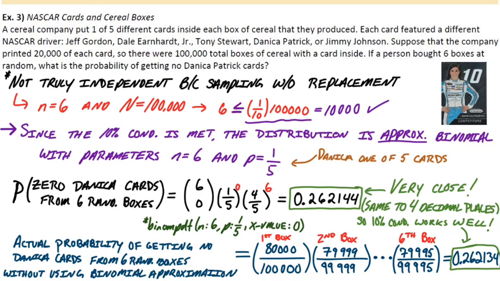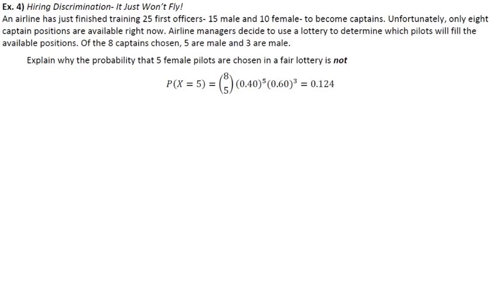So example 4 goes back to a hiring discrimination simulation that we ran first semester. It says, an airline has just finished training 25 first officers, 15 male and 10 female, to become captains. Unfortunately, only 8 captain positions are available right now. Airline managers decide to use a lottery to determine which pilots will fill the available positions. So I guess that's an interesting way to pass out the jobs, right? Of the 8 captains chosen, 5 are actually female, and only 3 are male.